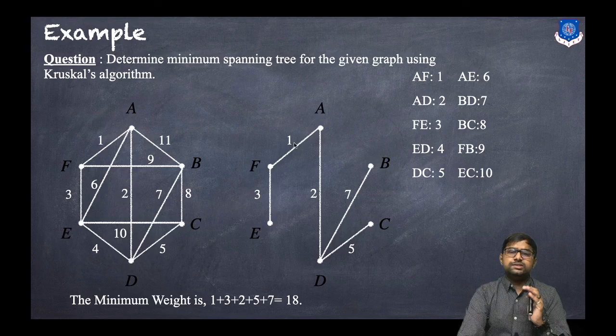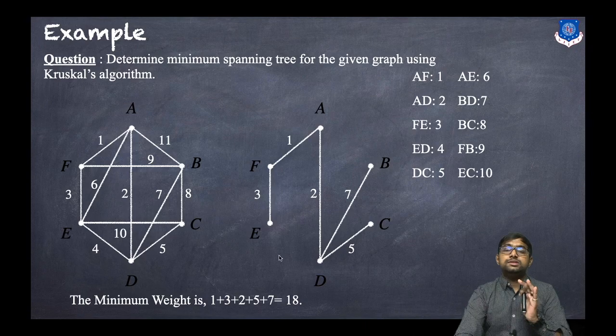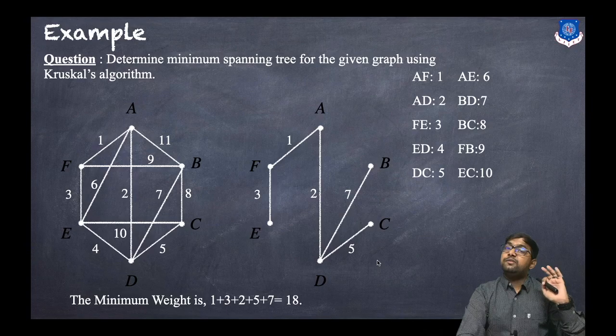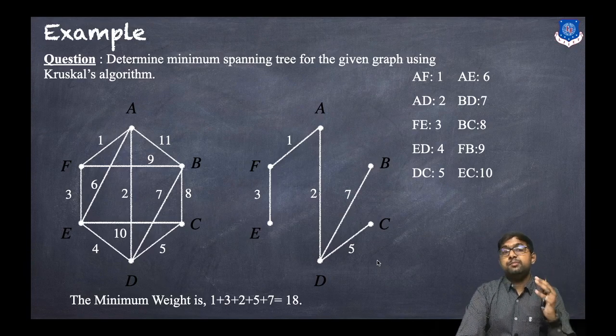So this is the minimum spanning tree, and let us count the weight of this spanning tree. So what is that weight? That means 1, 3, 2, 5 and 7 equals 18. Now if you remember the previous session on Prim's algorithm, this answer was the same and the graph was also the same. But in all cases it won't be the same. It may be possible that the spanning tree we got in Prim's algorithm can be different in the same example using Kruskal's algorithm. So no need to worry.